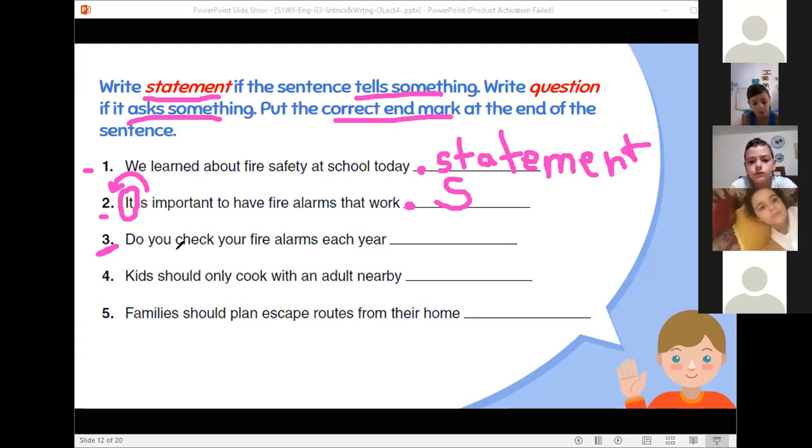Do you check your fire alarms each year? So I'm starting with one of the question words. So what do you think this one is? Question. Yes, thank you. Ali, excellent.